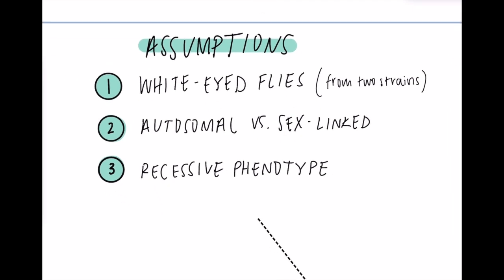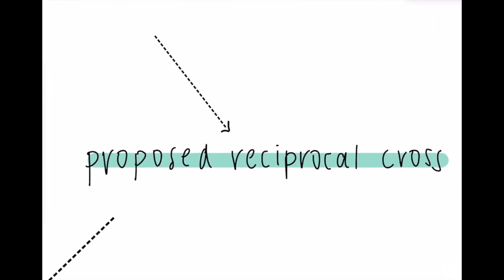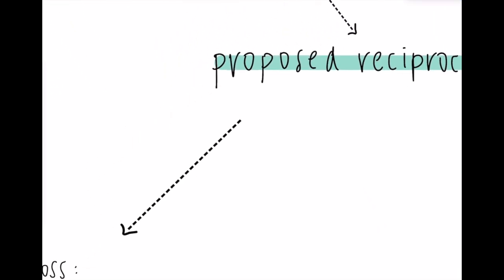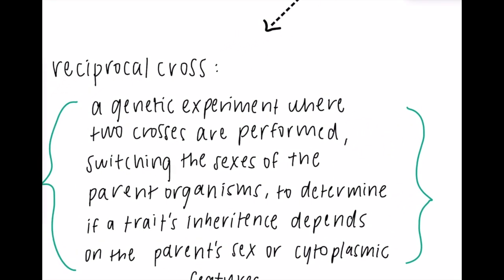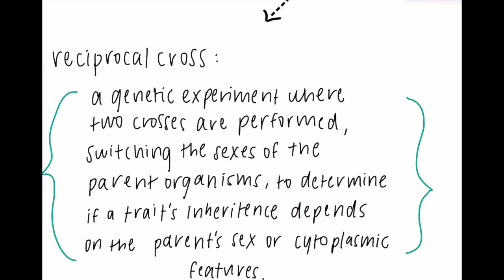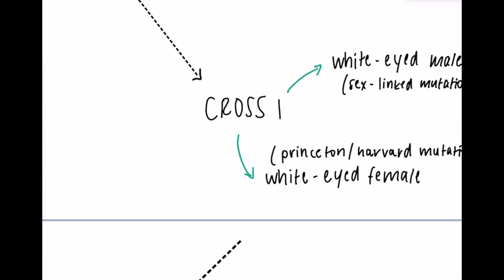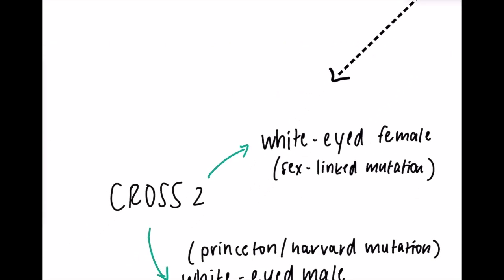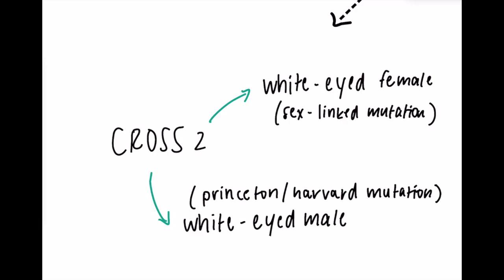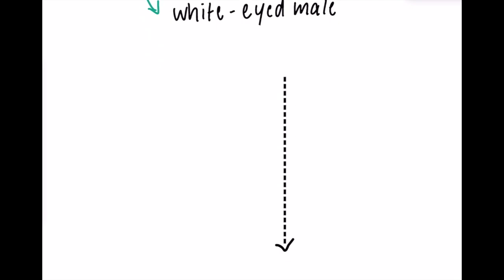Since one strain of our white-eye flies has a sex-linked mutation, we propose a set of reciprocal crosses. This method involves swapping the sexes of the parent flies in 2 genetic crosses to examine the sex linkage of specific genes. In cross 1 that we proposed, male flies carrying the sex-linked mutation are crossed with female flies with autosomal double mutations. In cross 2, male flies with autosomal mutations are crossed with female flies carrying the sex-linked mutation. So, what are the expected results based on our current knowledge?